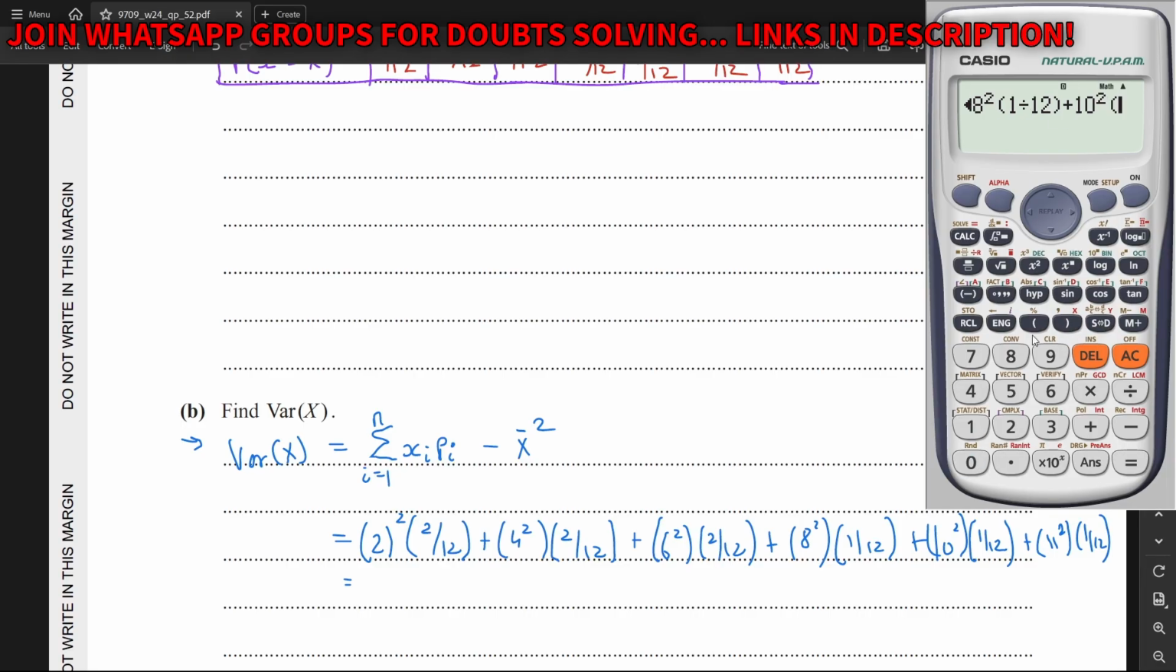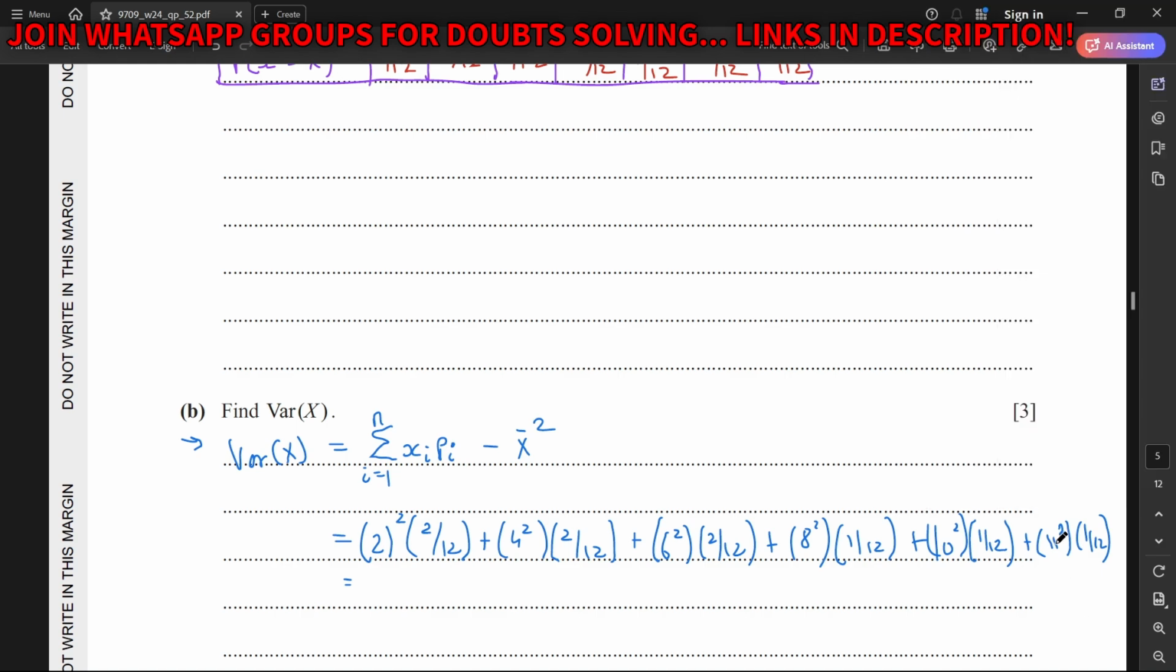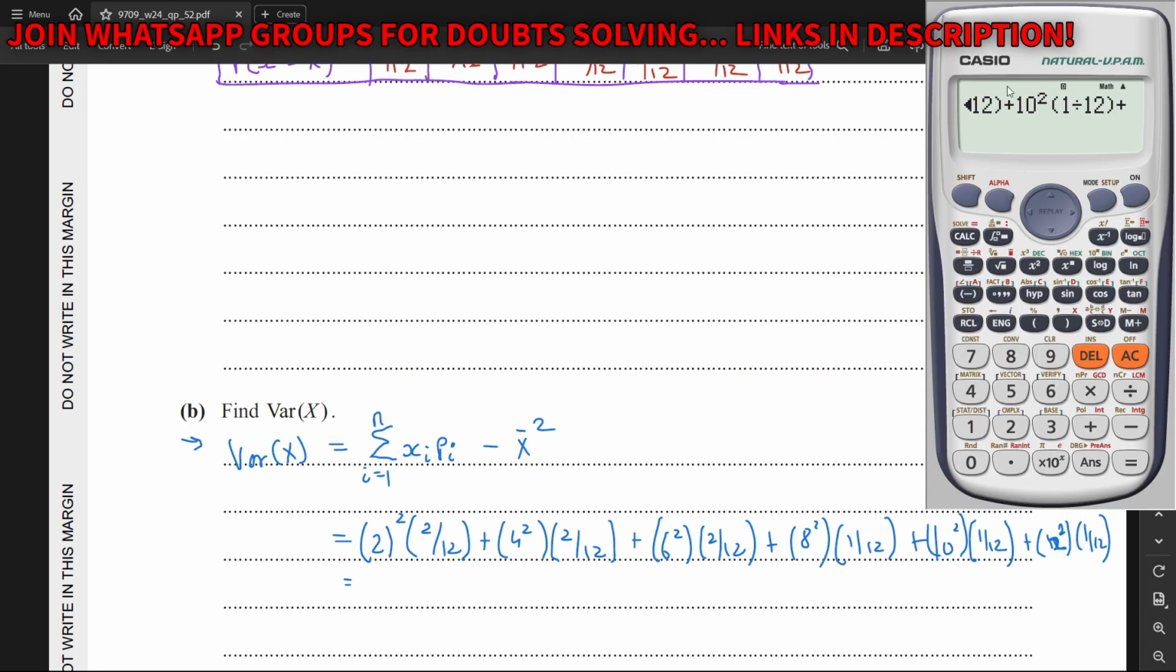So 10 square into 1 by 12. And then, okay, I made one more mistake. It must be 12 square over here, right? Not 11 square. But yeah, let's continue this. 12 square into 1 by 12. So this comes out to be 35.